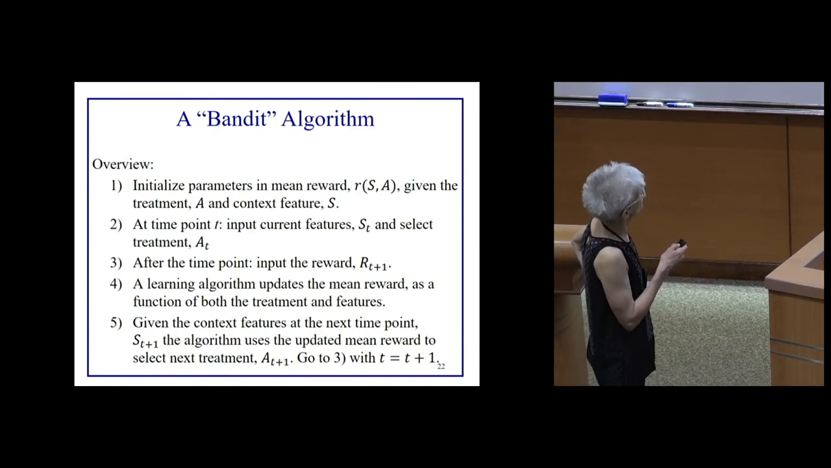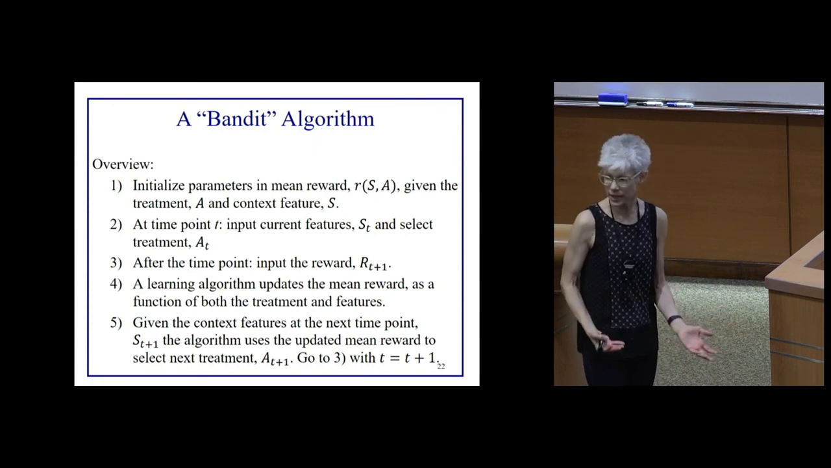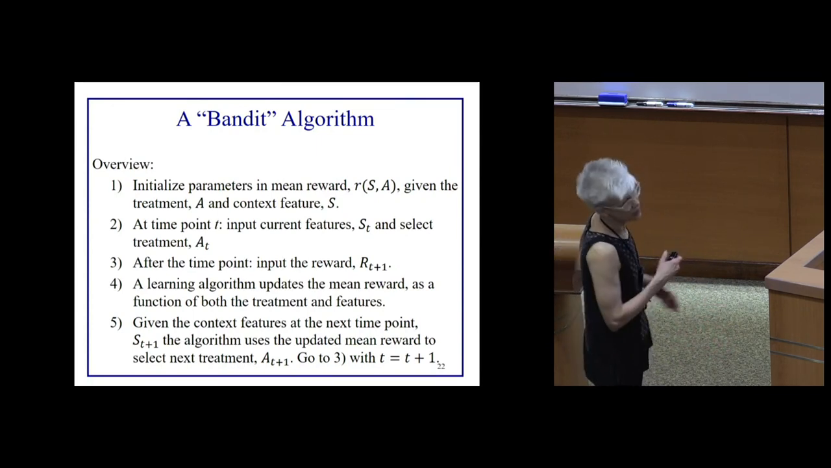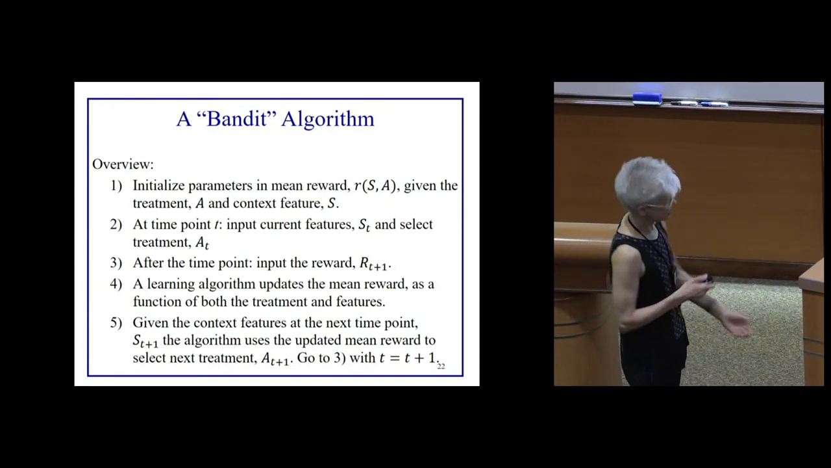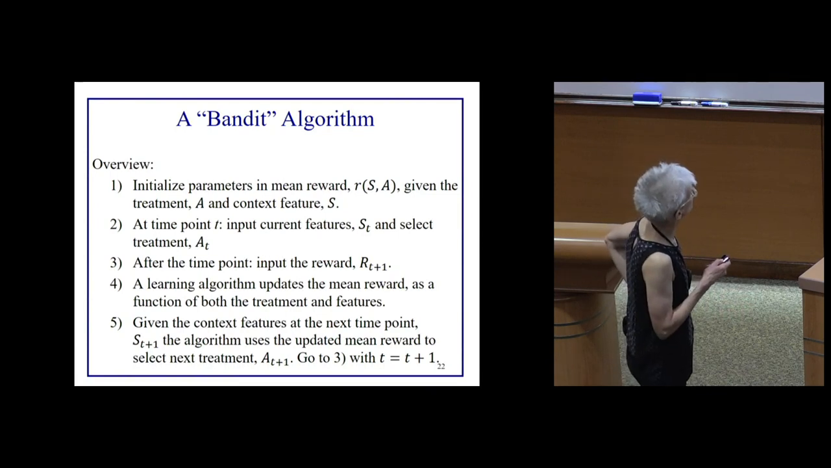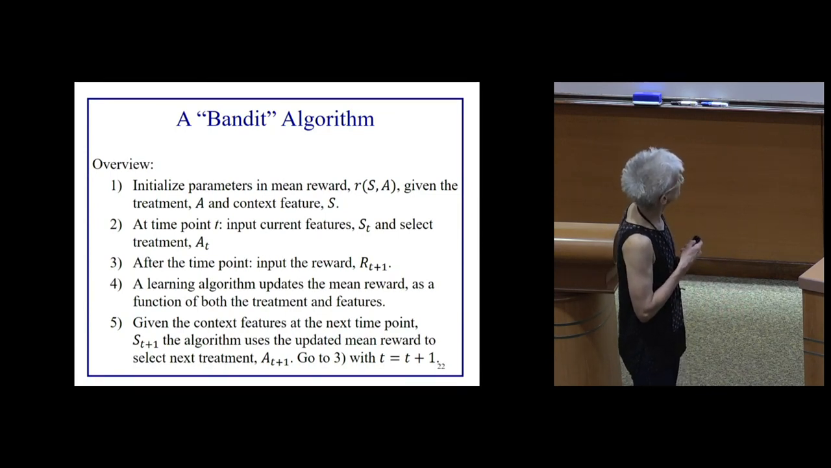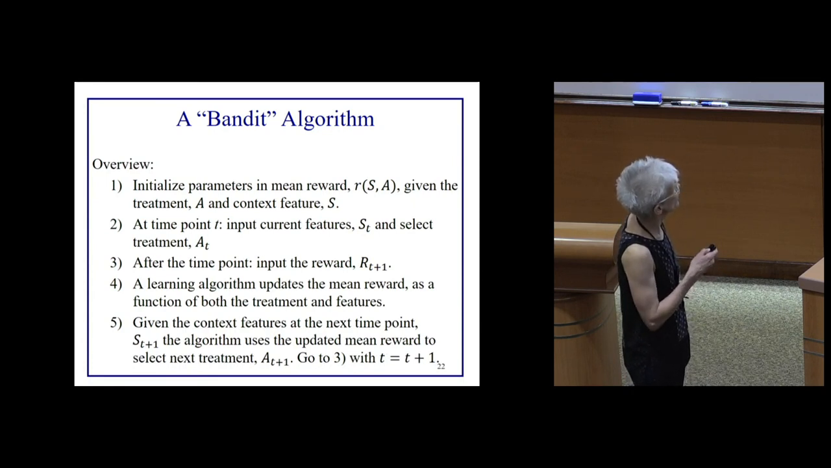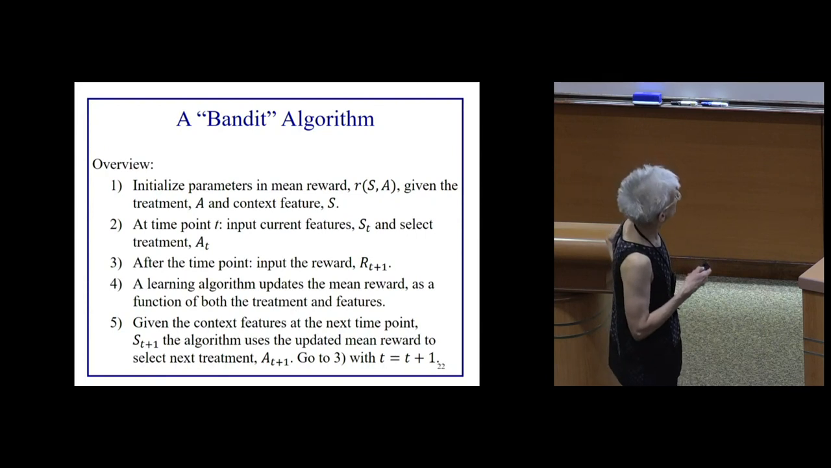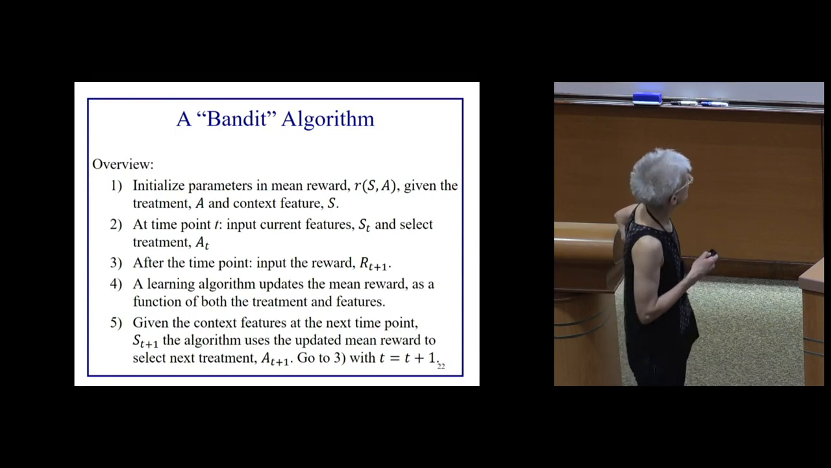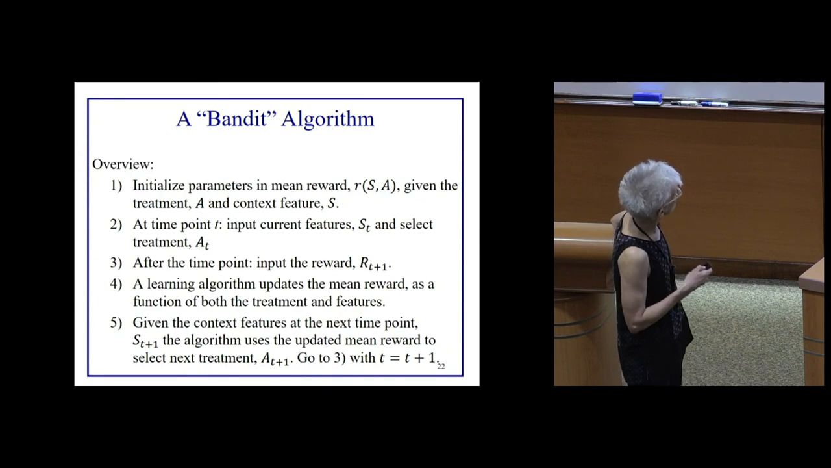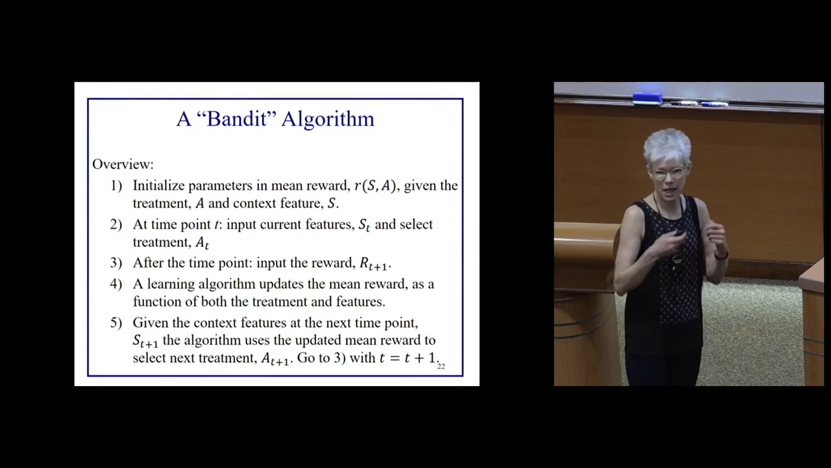So we have to initialize some parameterization for this. Then we input the current features of the context at that time, and we select a treatment, in our case, send a message versus not. After that time, the sensors record the reward. Then we use another algorithm which updates the mean of this reward, so it updates the parameters, and it uses this example of the context, action, and reward to do that updating. Then the bandit algorithm uses the updated mean reward to select the next treatment, and then we return to step three. So we just cycle through like that.